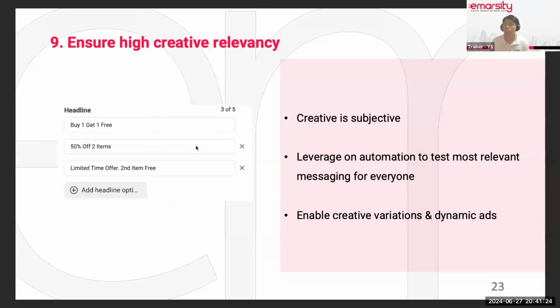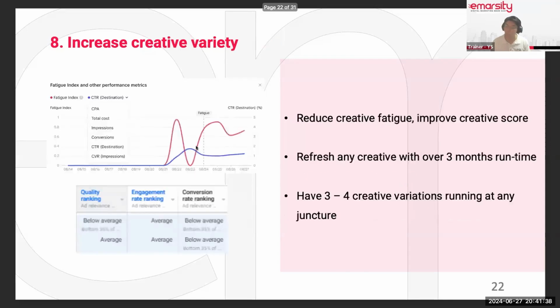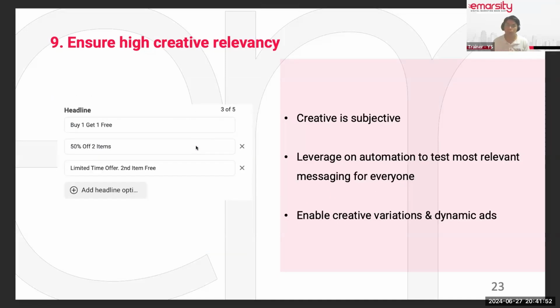My final tip to share, ensure high creative relevancy. Earlier on I shared that when you have good ads, ad platforms incentivize you and cost of media is lower. So we do good ads by introducing constant variety. Every 3 months, we try to switch it up a bit. We try to have 3 to 4 creatives running at any point of time. The other tip to improve ad rank, creative ranking, is to ensure high creative relevancy.